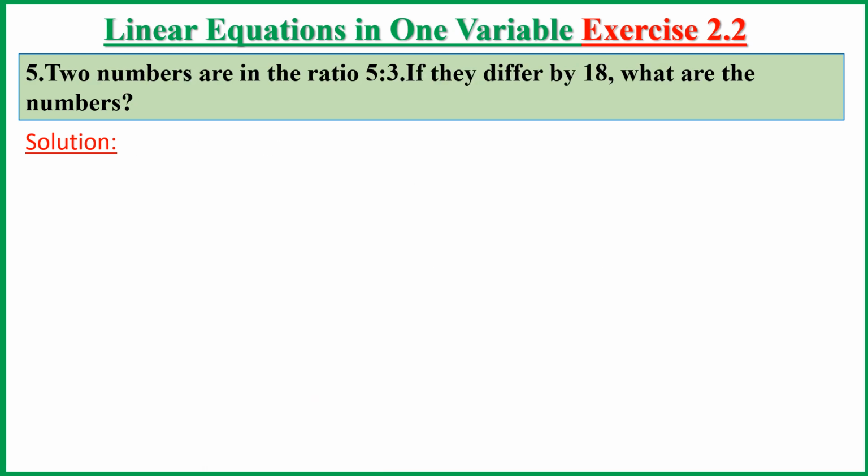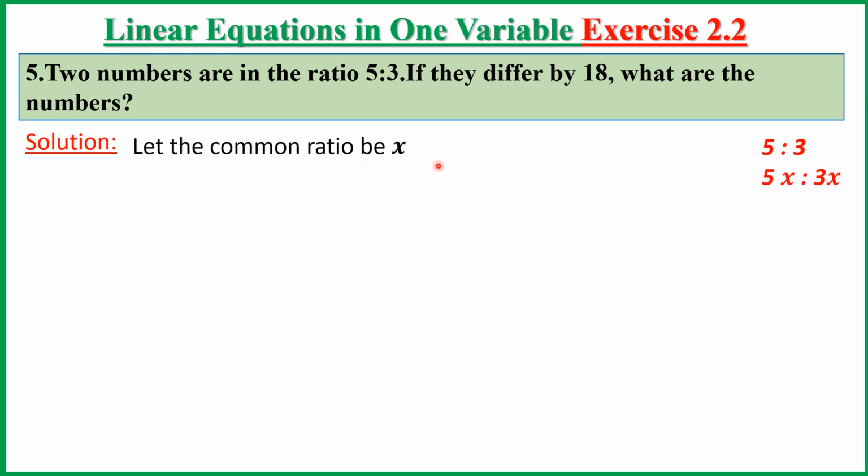So fifth question, two numbers are in the ratio 5:3. So we have two numbers in the ratio 5:3. If they differ by 18, differ means it's a subtraction. If they differ by 18, what are the numbers? So our unknown, we can keep as the common ratio x. Why? Because x is an unknown number, since they are given in ratio format. So we take the common ratio as x.